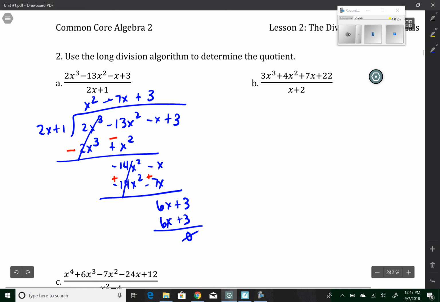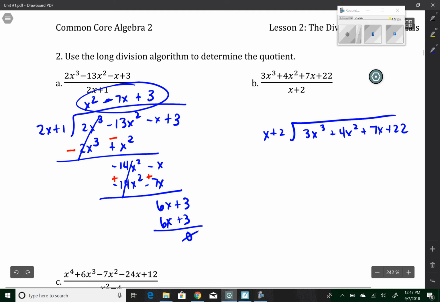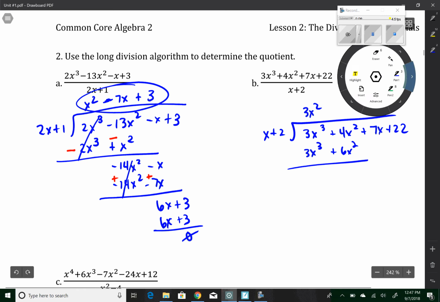So there's my answer, that's a minus. Next one, x plus 2, and we have this situation: 3x squared. That'll give me the 3x cubed I need, and the 6x squared I need. Remember, you're subtracting here. These cancel, so I'm left with negative 2x squared plus 7x.